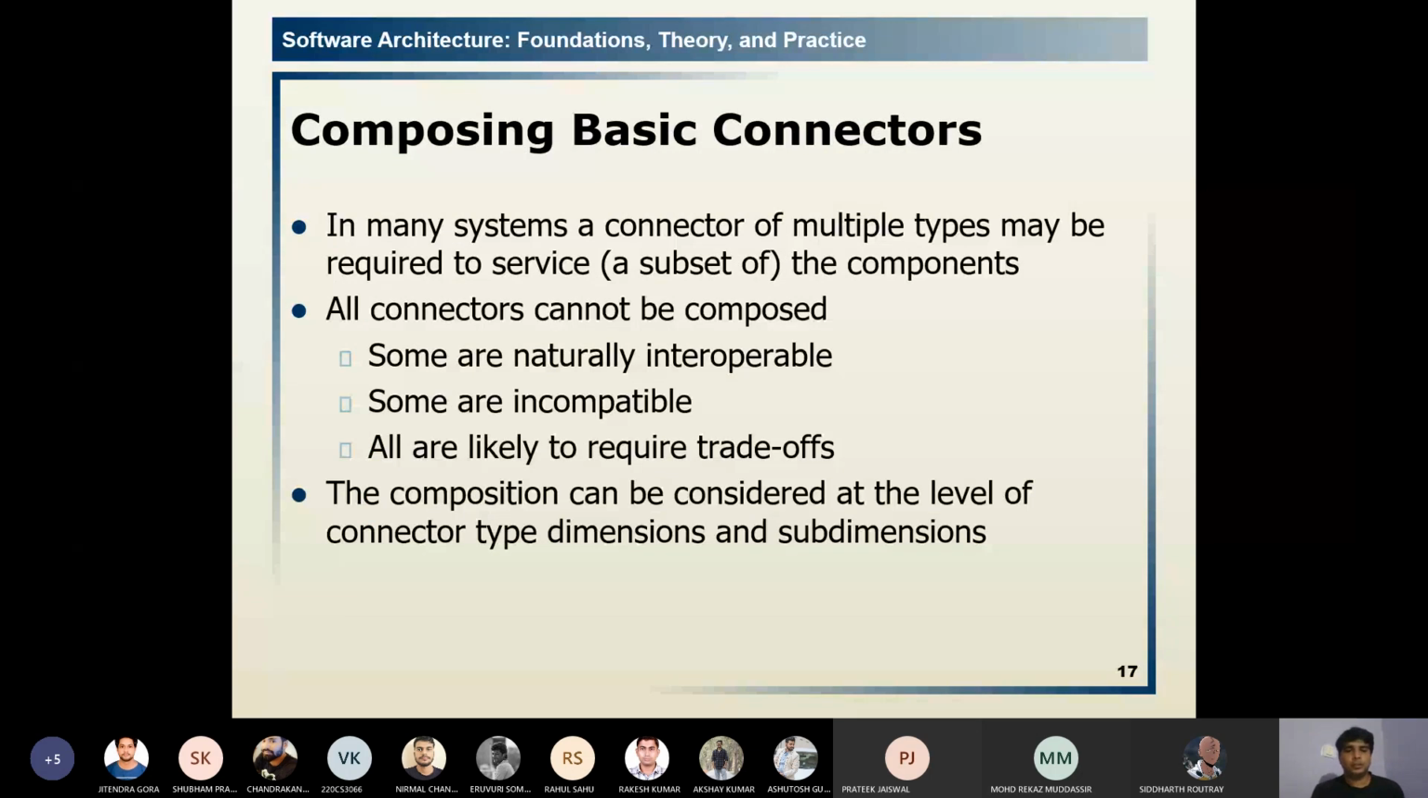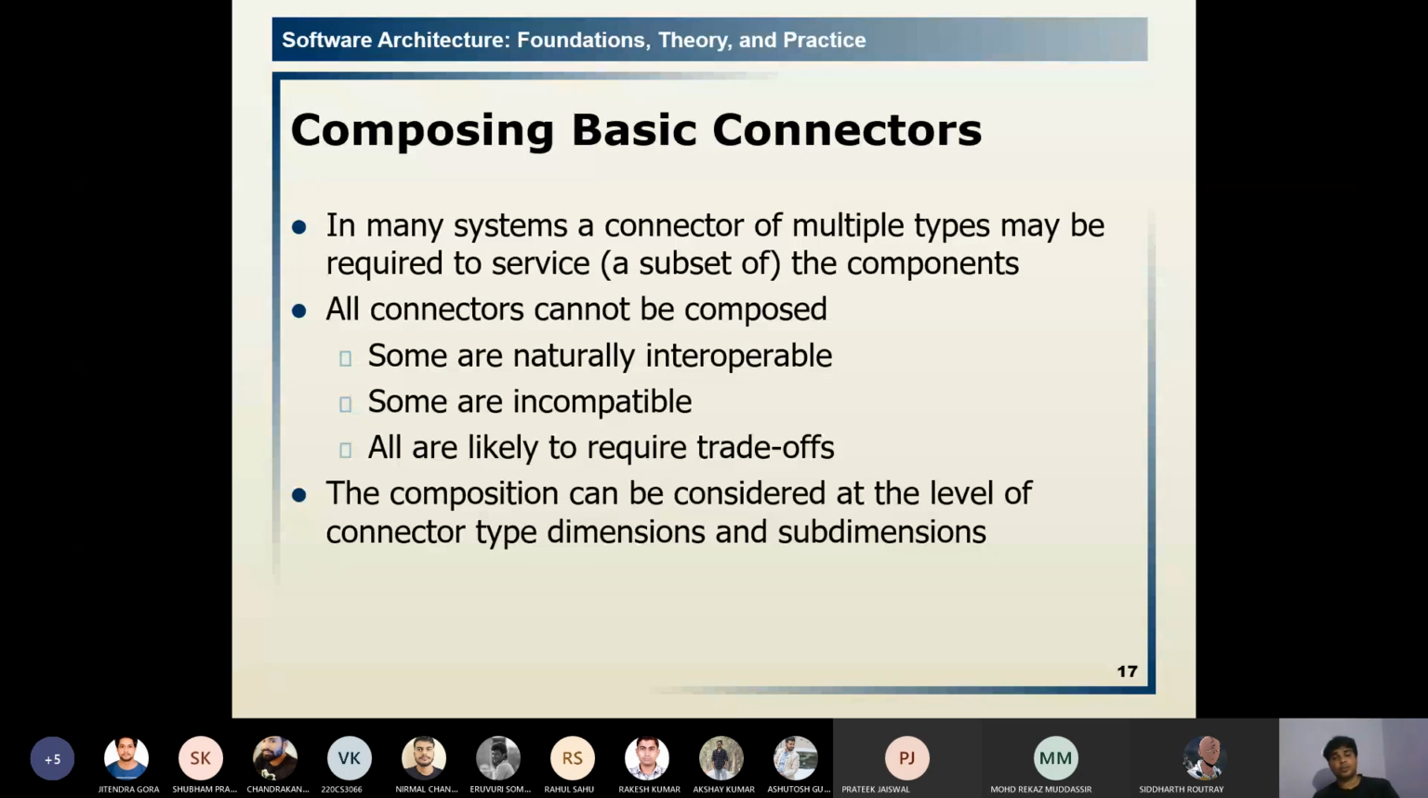Now, composing the basic connectors. Okay. In many systems, a connector of multiple types may be required to serve the components. All connectors cannot be composed. I previously discussed that they are not compatible. If a single connector is compatible with the connection between the two components, then they can be allowed for composition. Otherwise, we can't allow for the composition of the connectors.